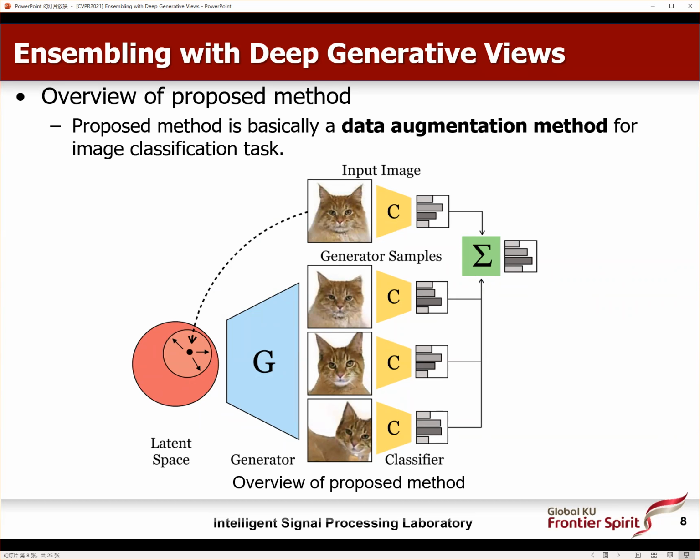Okay, let's move to this picture. In this figure, we have the input here, a very cute cat. We call it the input image. Suppose we have this one input image, and then we want to invert it into the latent space with an encoder. And then we use a generator to synthesize a series of generated samples. We have three generated samples here, three cats. They are the fake images.